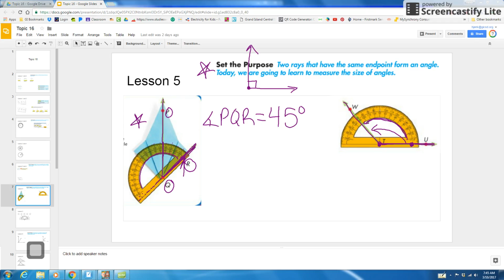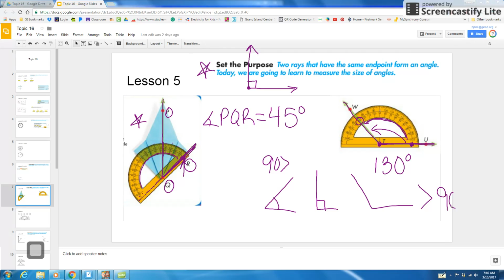And if you guessed 130 degrees, you are correct. Now, what's nice is if you remember back to one of our first lessons, this is a 90-degree angle. This was an acute angle, meaning it was less than 90 degrees. And then we had this, which was an obtuse angle, which means it was greater than 90 degrees. Our angle here is an obtuse angle, so you know that your measurement should be greater than 90 degrees.